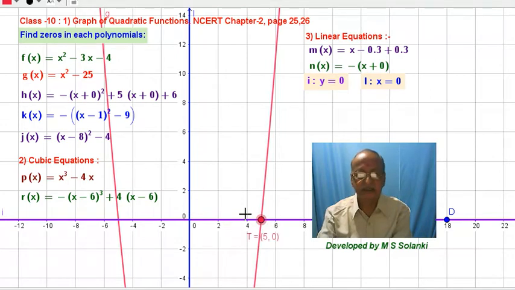These are the zeros of the polynomial, or this function will be 0 when x is equal to minus 5 or plus 5. If you want to solve it, put it equal to 0 and factorize it: x plus 5 and x minus 5, two factors, and each will be equal to 0. Then you know how to find the values.